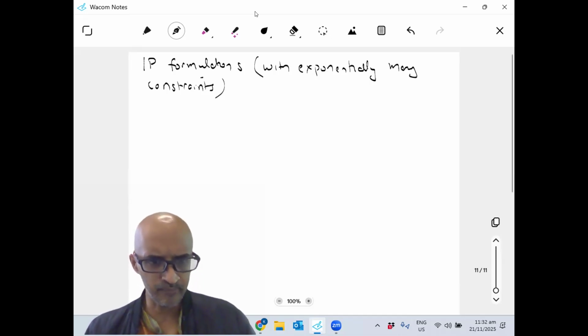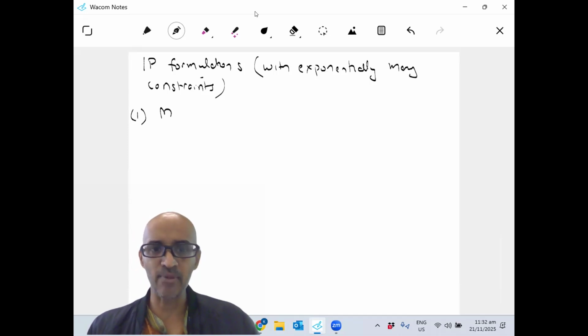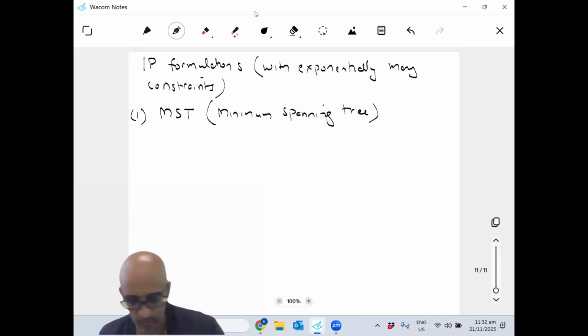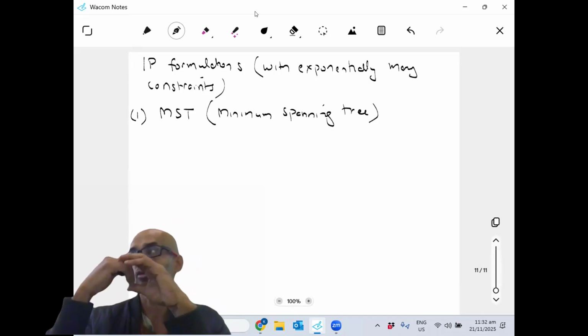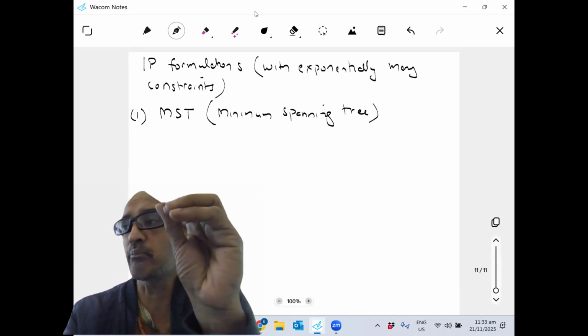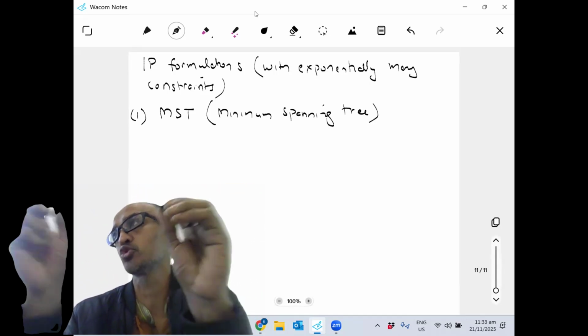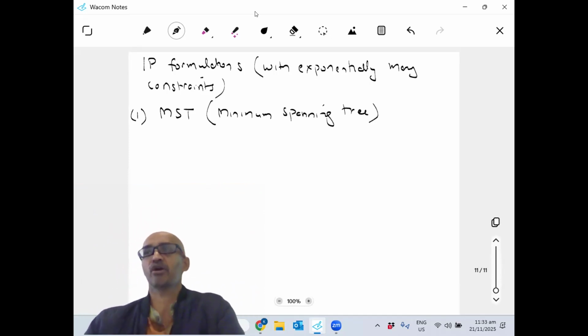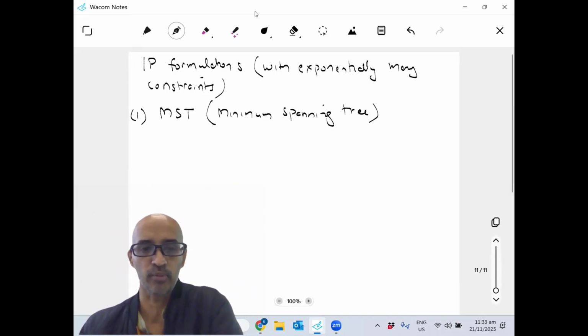Okay, so the first problem is what's called MST, the minimum spanning tree problem. I don't think we have done the minimum spanning tree problem. We have seen spanning trees when we did the network simplex method. When we solve minimum cost flow problems, we saw that every basic feasible solution is a spanning tree solution. But now we are going to take a problem called the minimum spanning tree problem and try to solve it directly.